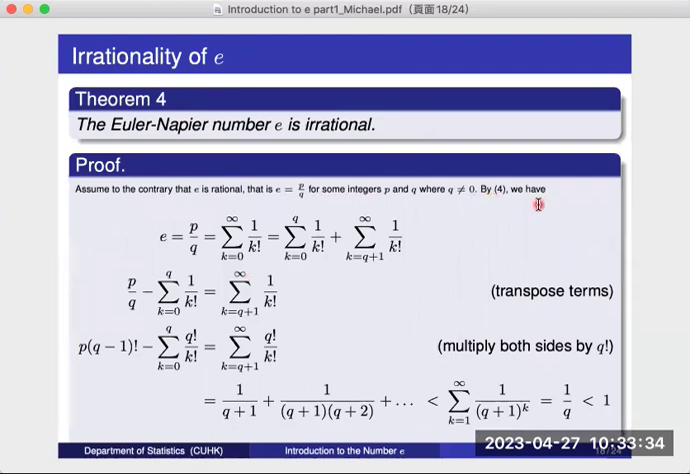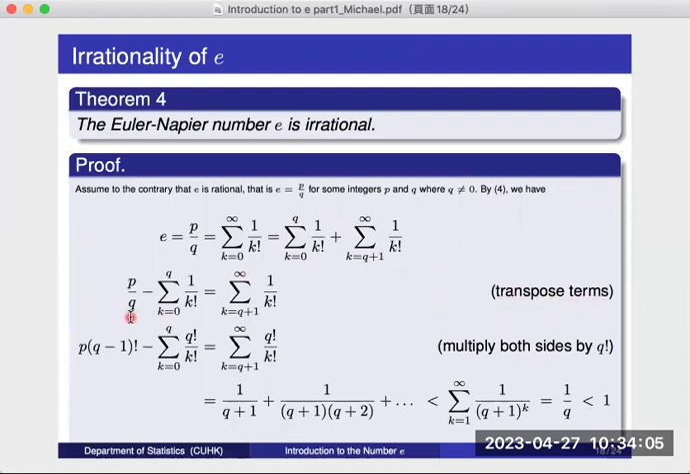Using equation 4, we can see that e is equal to the sum of 1 over k factorial from k equals 0 to infinity. Then, we can break the sum into two parts, the first being the sum from k equals 0 to q of 1 over k factorial, and the second being the sum from k equals q plus 1 to infinity of 1 over k factorial. Next, let's deal with some mathematical manipulation.